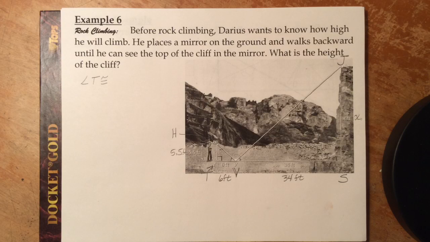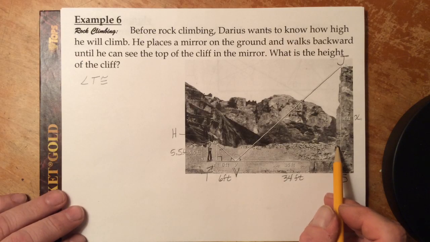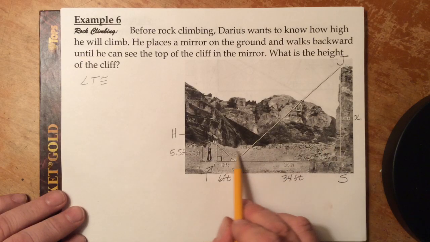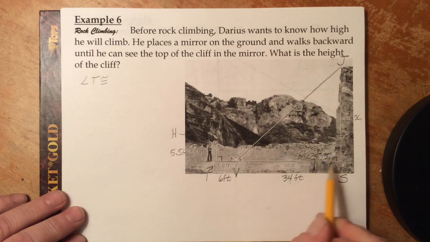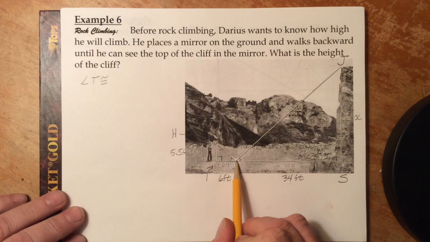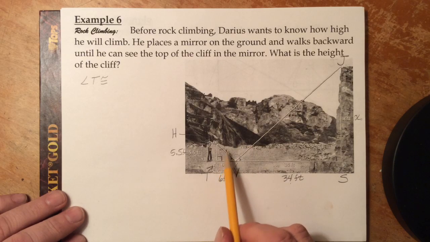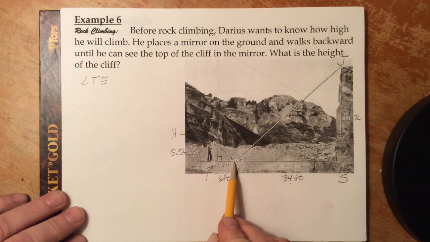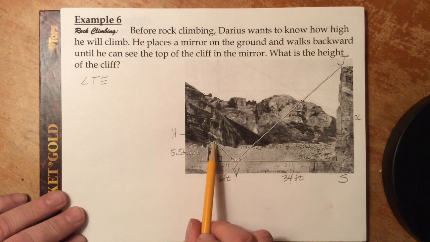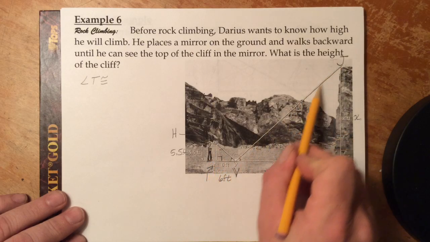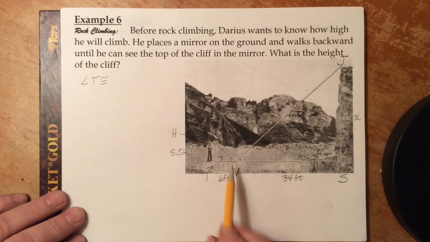Before rock climbing, Darius wants to know how high he will climb. So he starts at the cliff, and he starts moving back some sort of distance. He moved back 34 feet, a nice good distance. He sets a mirror down on the ground where the mirror's facing up, and he comes back further until he can see the reflection of the top of the cliff through the mirror here. So his head is right up here at point H. As soon as he can see the reflection of the cliff in the mirror, J up here, he stops. That's 6 feet away from where he put the mirror.